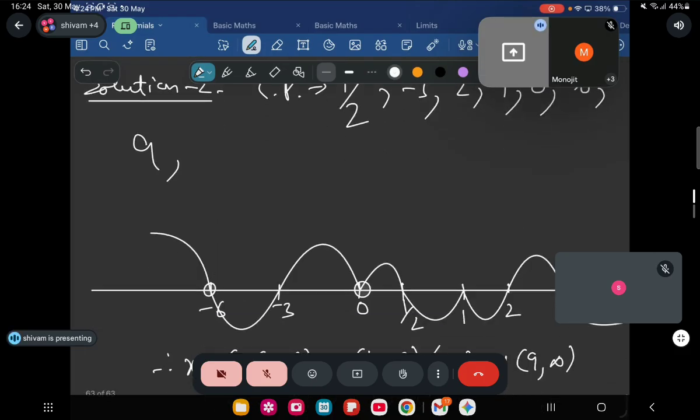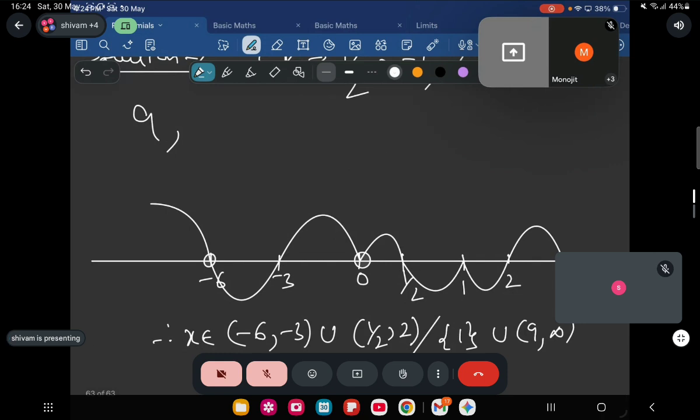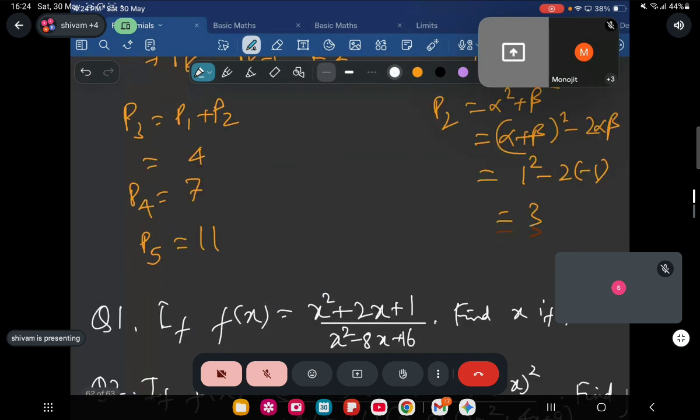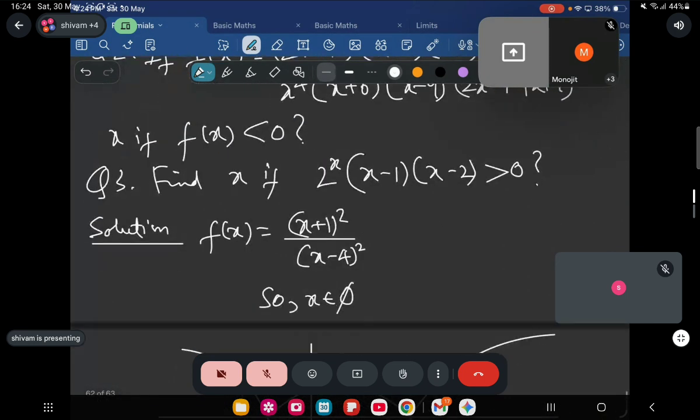Tell me, anyone having any doubt, you can ask me. Is it clear? 1 cannot be included now. For 1 it is 0. You cannot include 1. Is it clear? Everyone understood? Yes, sir. Solve the third one quickly.